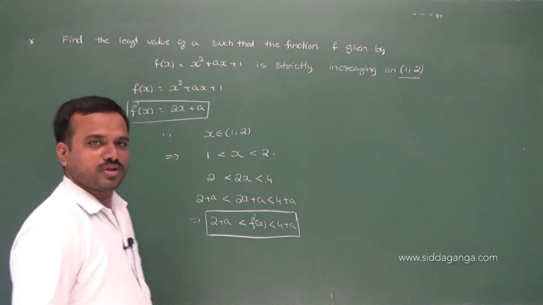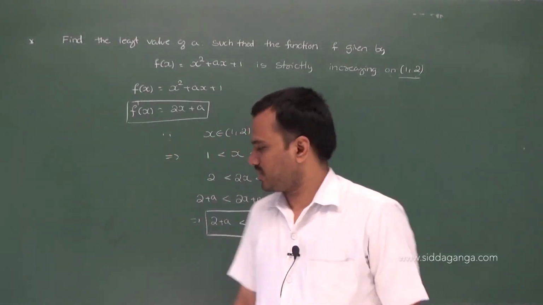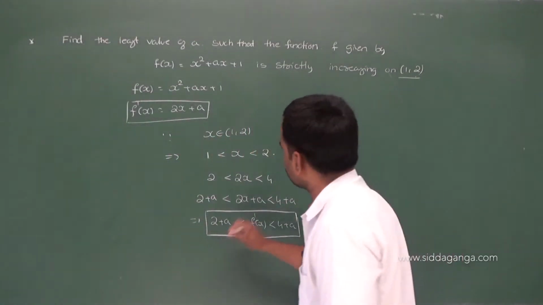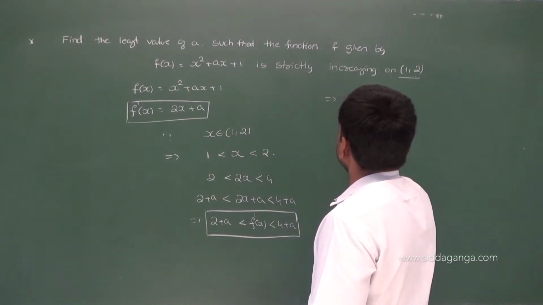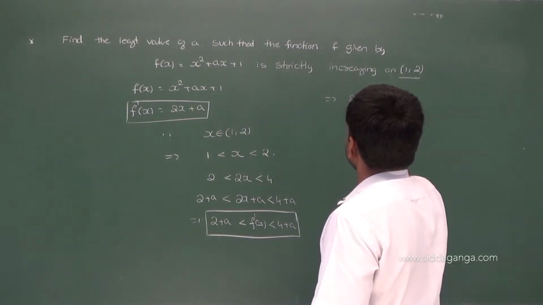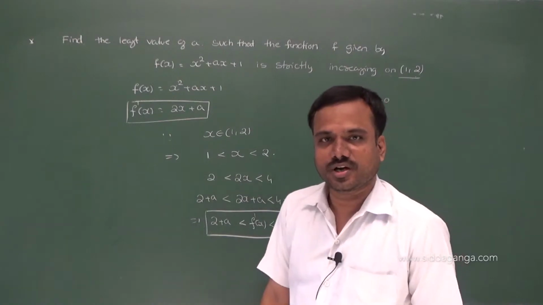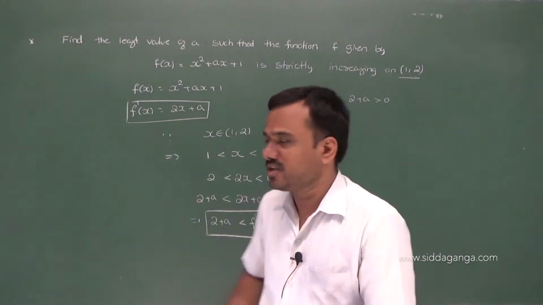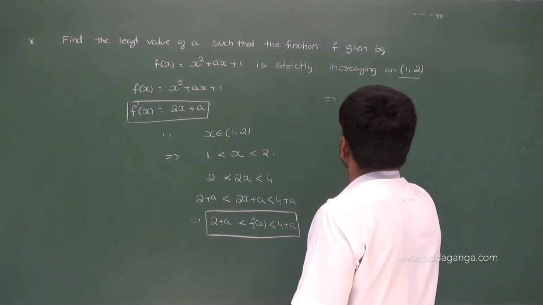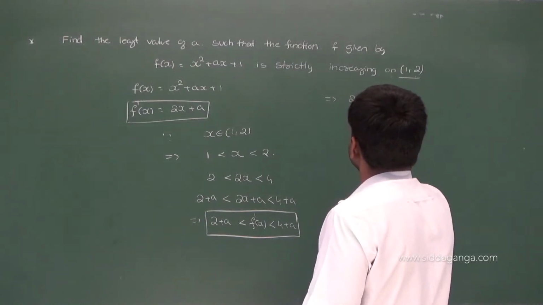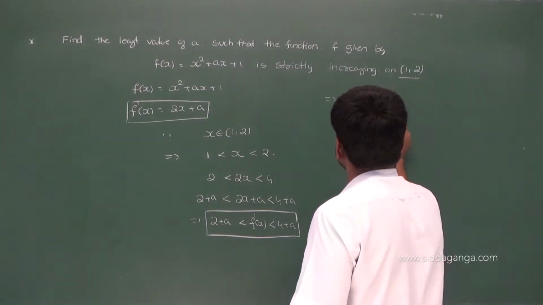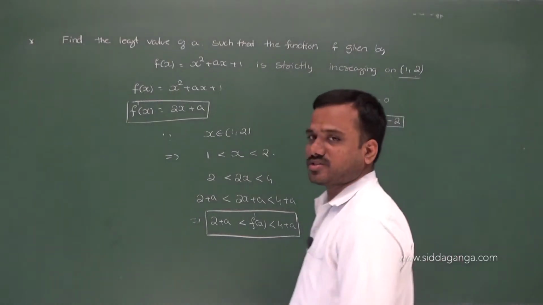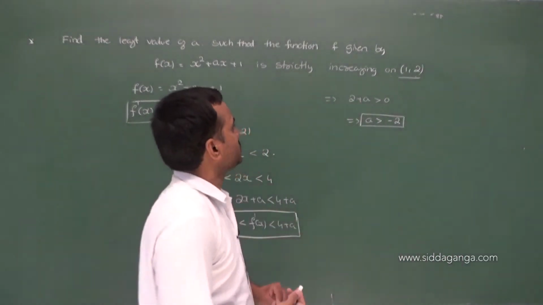Greater than 2 plus a, less than 4 plus a, that implies 2 plus a is always greater than 0. Correct now? For strictly increasing, it is greater than 0. A is greater than minus 2.